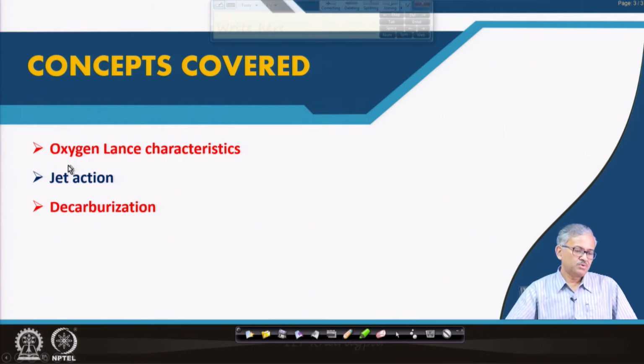And then we'll talk about the jet action, and that is the interaction of the oxygen jet with the metal bath. That interaction we need to understand, that is called the jet action. And obviously a very important reaction called decarburization.